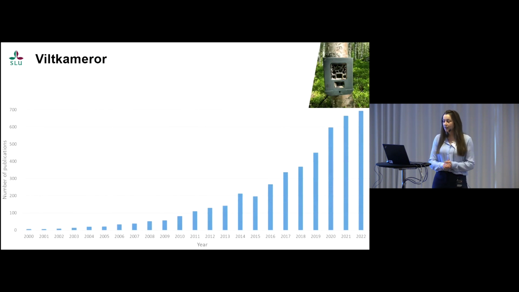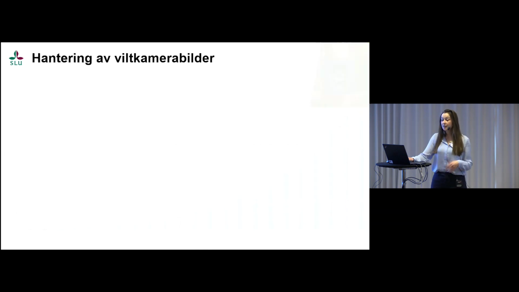So, as we just heard in the previous talks, camera traps are often used and have strongly increased in the last decades. And we can see here the number of publications where camera traps are used in the last 2 decades, which has strongly increased. And this means that we need more and more images that we need to process, handle, and organize. And this can be challenging.